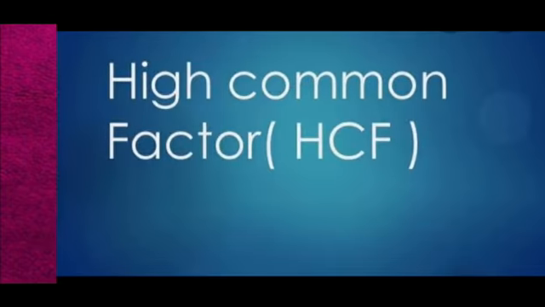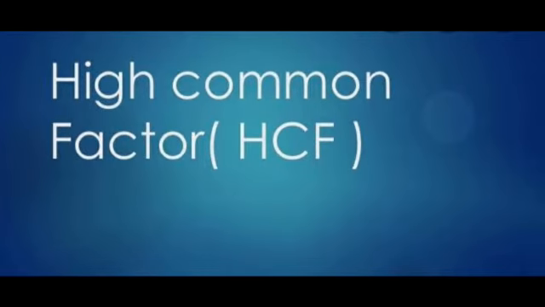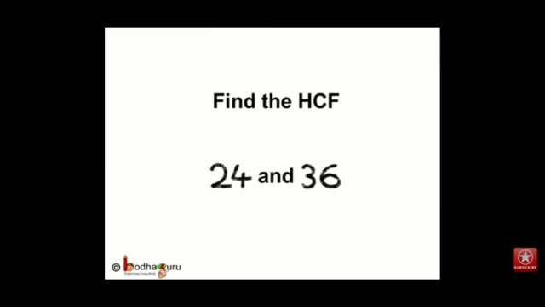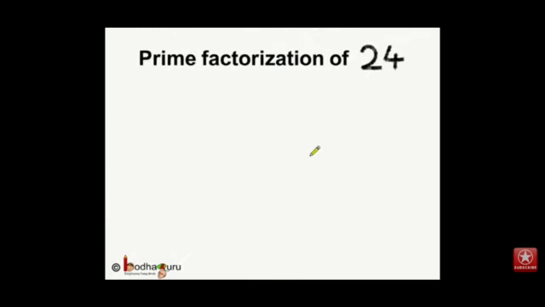Third most important topic is HCF and LCM. HCF means highest common factor or greatest common divisor. Now we are going to learn the prime factorization method to find HCF and LCM as well. Now the example of HCF. Let us take one example, that is find the HCF of 24 and 36 by using prime factorization method. Now here prime factorization of 24 using vertical arrangement.